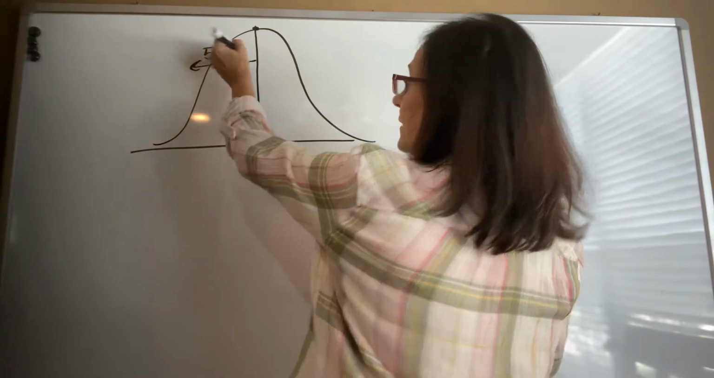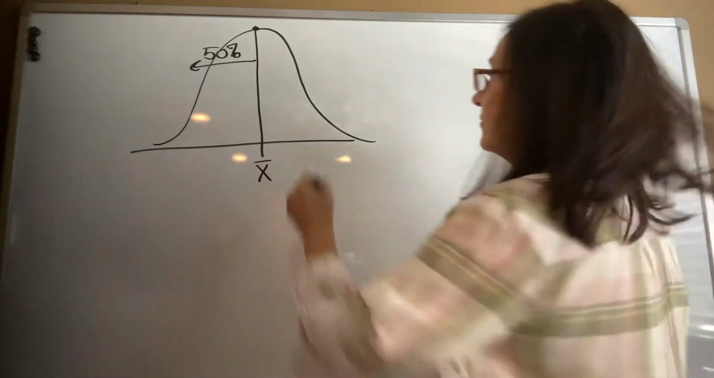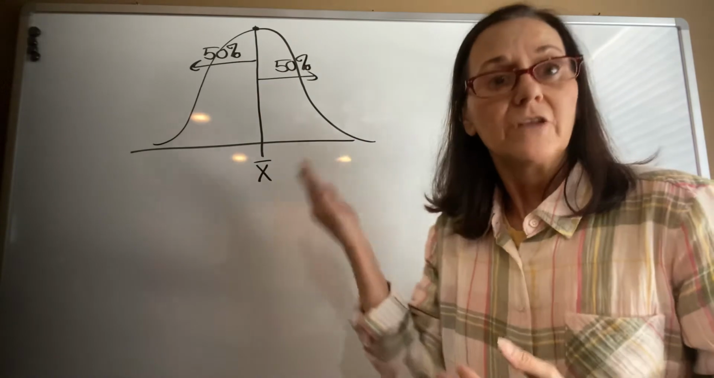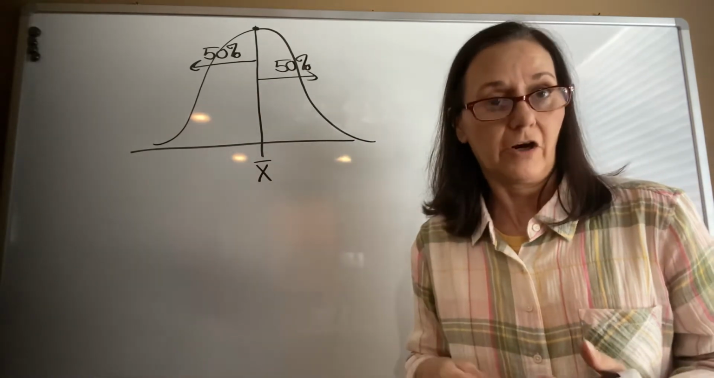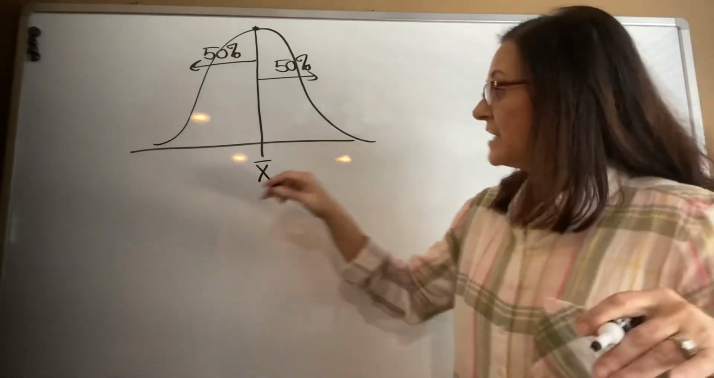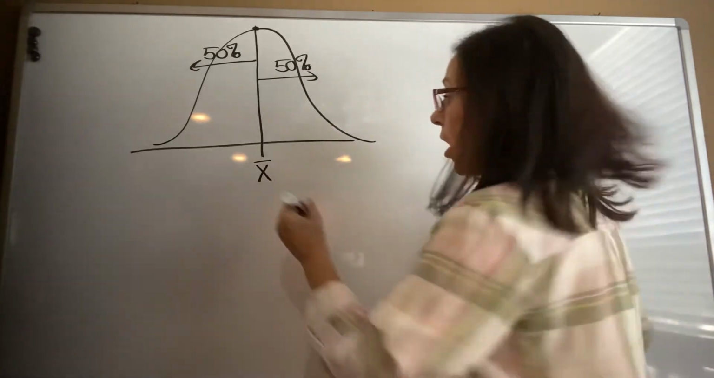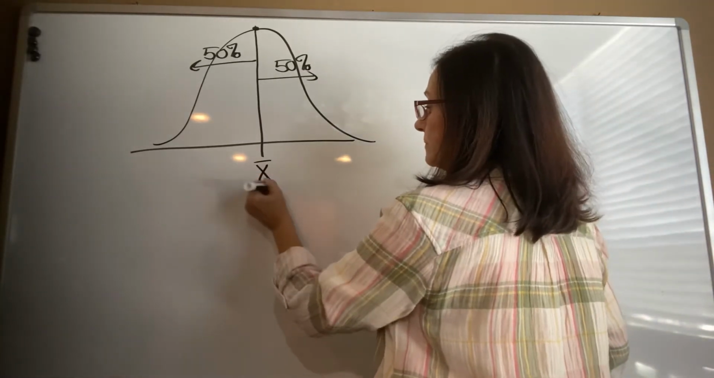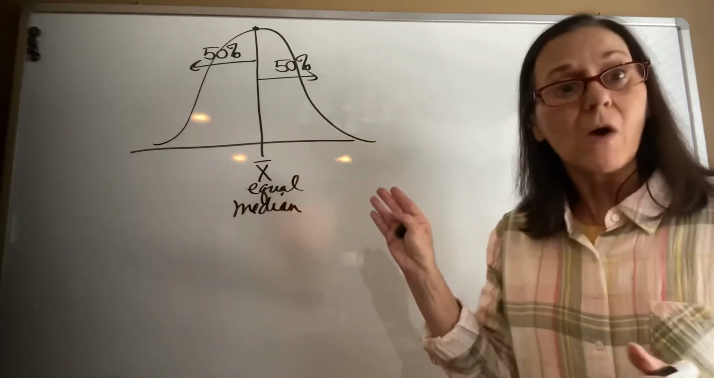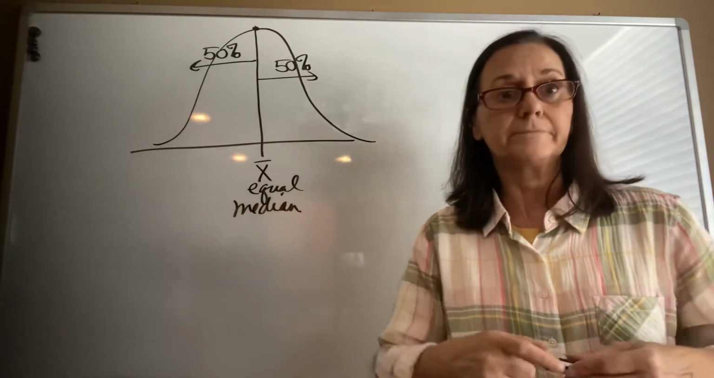Such that 50% of the values lie to the left of the curve and 50% of the values lie to the right of the curve. Because here, when it's a normal distribution, my mean is always going to equal the median, the middle number. So that's why 50% lie to the left, 50% lie to the right.